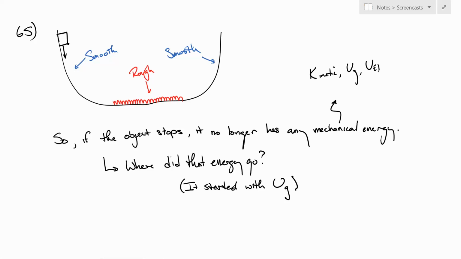Anyway, so if it stops, it no longer has any mechanical energy. All the useful energy is gone. So where did it go? It starts with potential energy here, but when it stops, that potential energy is gone, that kinetic energy is gone, it had to go somewhere. If only there were something that were responsible for dissipating energy. Anyway, hopefully this will get you started. Good luck.